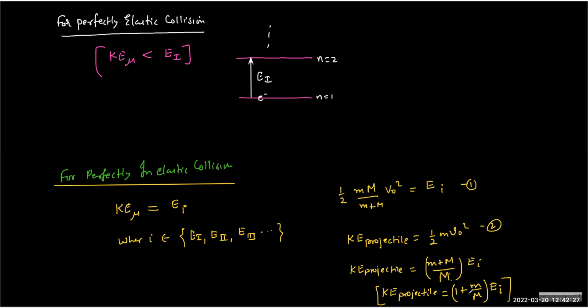So for the given situation, since M is equal to M, you can clearly see that the kinetic energy we need for the projectile to make the perfectly inelastic collision is equal to twice the energy of excitation. Do you realize this? Yes, sir. If I put M equals to M, the answer is 2 times E1.